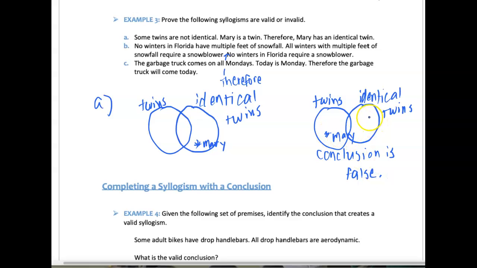Right, Mary is not an identical twin. She's over here in the non-identical twin region. So therefore we can say that this syllogism is invalid. Note that the entire syllogism is invalid, right? Even though this diagram looks true, the conclusion is true. This diagram shows that the entire syllogism is invalid.